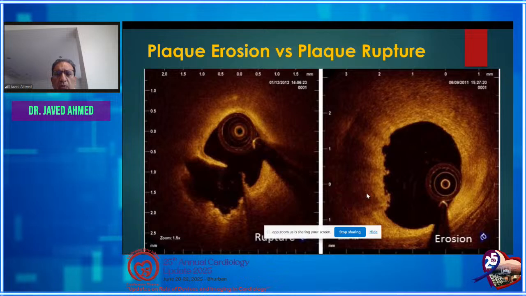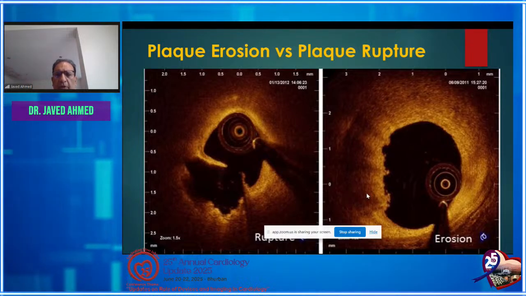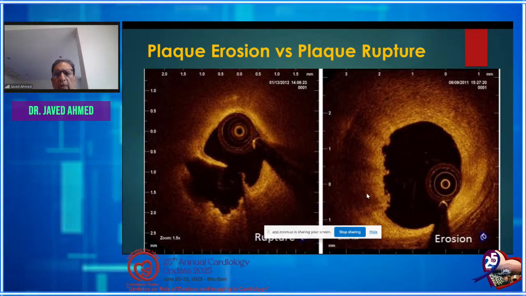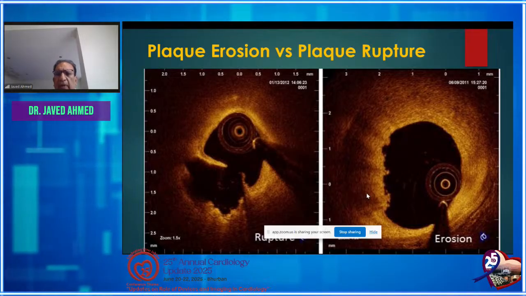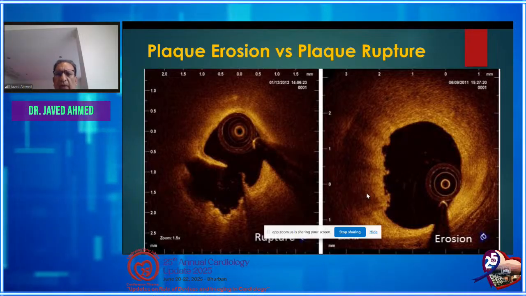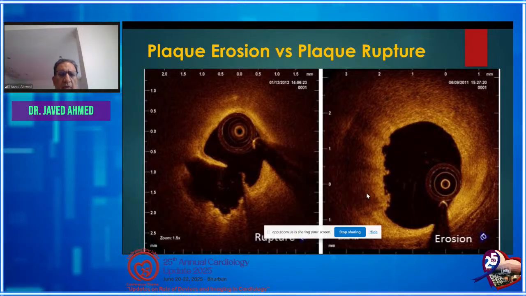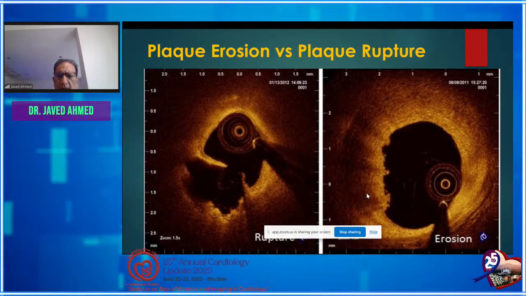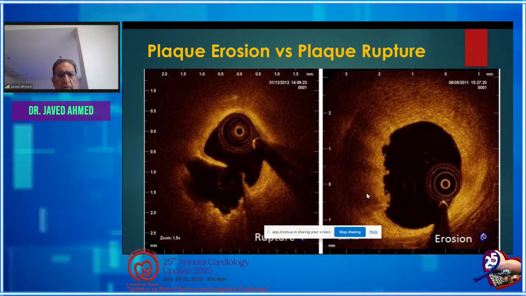So this is, you could see on the right-hand side, there is no disruption of the intima, and there is some irregularity of the inside of the coronary artery and of the intima, which is plaque erosion. And on the left-hand side, there is disruption of the intima with a little bit of thrombus formation, and that is plaque rupture more consistent with ST elevation myocardial infarction.